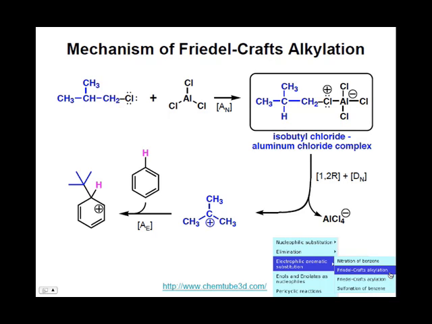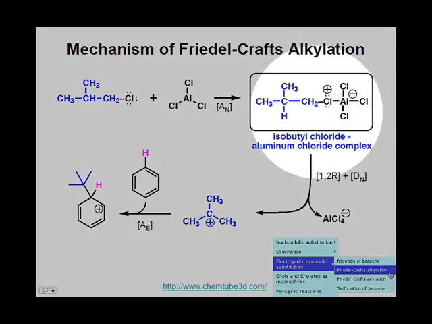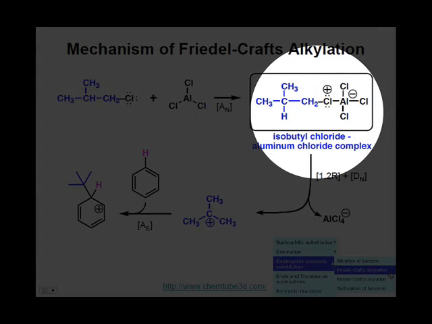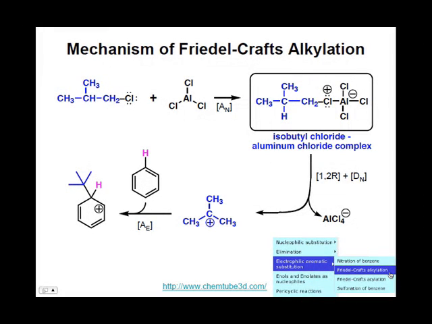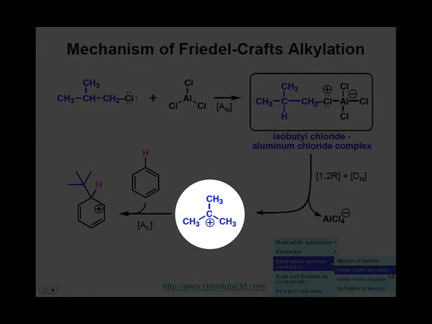In the first step, the alkyl halide and the aluminum trichloride combine to form a Lewis acid-base complex. This complex then undergoes a hydride shift in a 1,2 rearrangement step and a dissociation of the AlCl4- species to generate the tertiary carbocation. It is this electrophile that then reacts with the benzene ring.